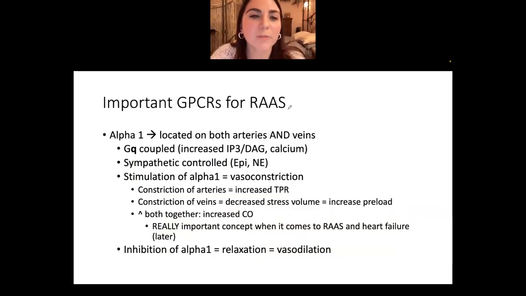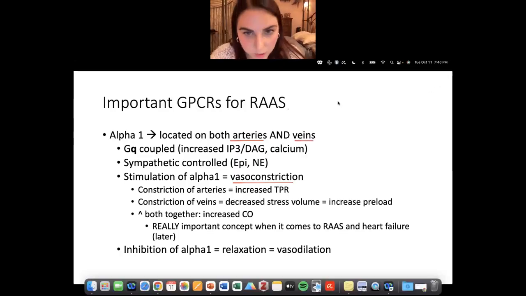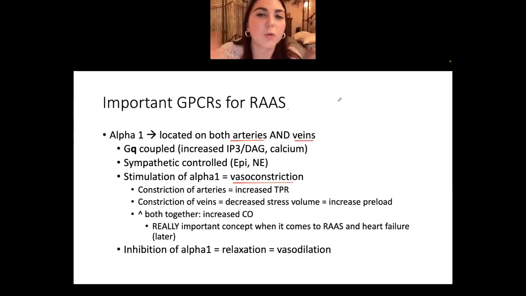Now alpha 1s. These are located on both arteries and veins. So you can already hear the questions, right? If I'm stimulating an alpha 1 on the arteries, you're going to get vasoconstriction. But if you stimulate alpha 1s on the veins, you're going to get venoconstriction. So almost the two exact opposite things are happening there. Okay, so alpha 1s are on both. These are G alpha Q coupled, so GQs. That's going to increase IP3 and DAG. Those are the second messengers for your GPCR system, as well as calcium playing a big role.